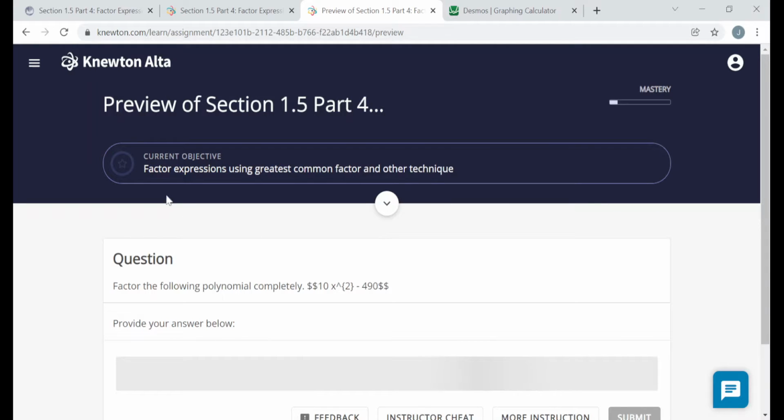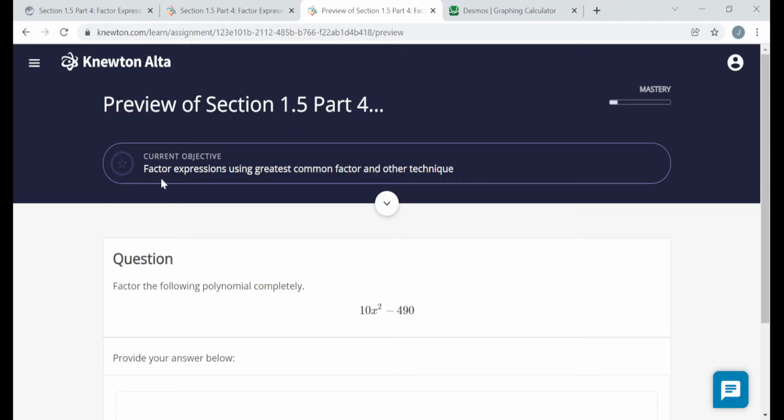Alright, now the next question, switching objectives here, is on factoring expressions using greatest common factor and other techniques. So basically, all the techniques we've seen in this chapter, section 1.5, all the part 1, part 2, and part 3 assignments, those techniques are coming back. You have to remember all of them and use them when they're applicable. They're not always going to all be used, but whenever they do apply, you have to recognize that. All right, so we're asked to factor the following polynomial completely.